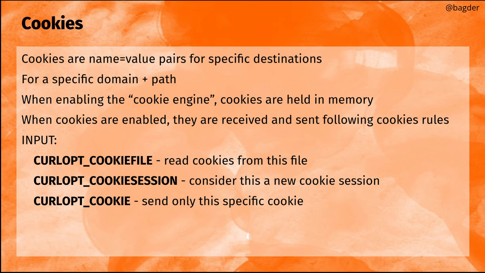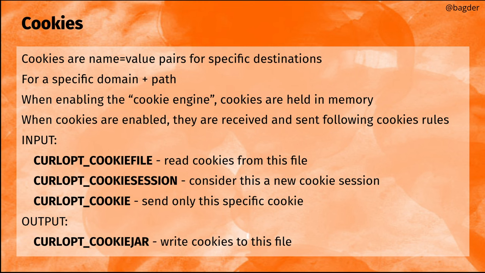And you can also, if you want to set a specific cookie, you know, you want to say name equals Daniel in this particular request, you can do that. Rarely what you really want, but you can do it. And you can also ask curl to save the output in a cookie jar. That's a file name to store the stuff when you're done.